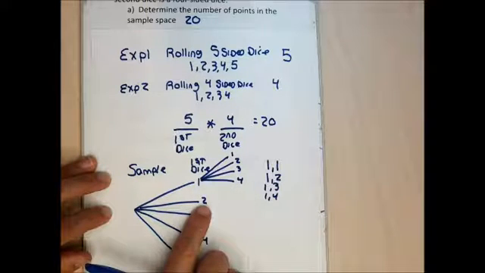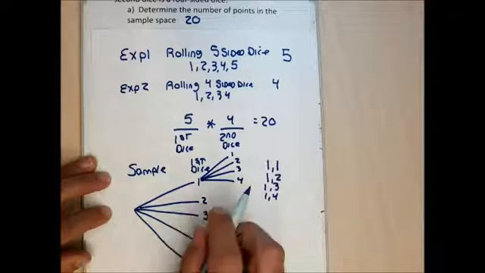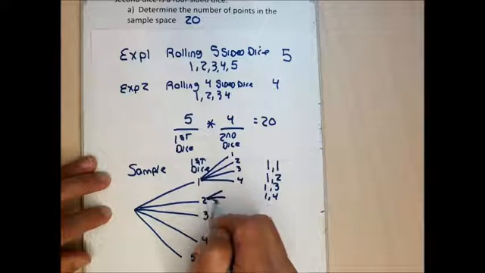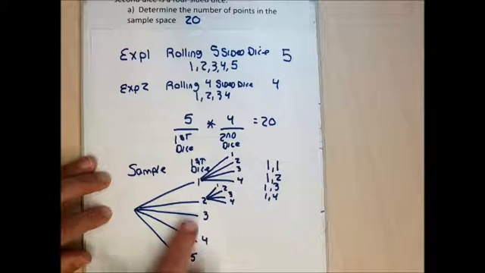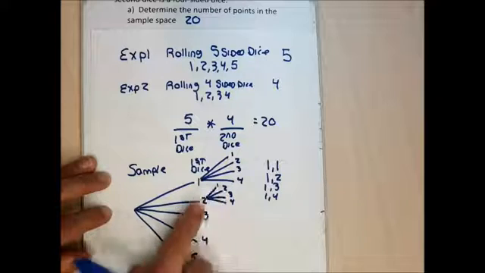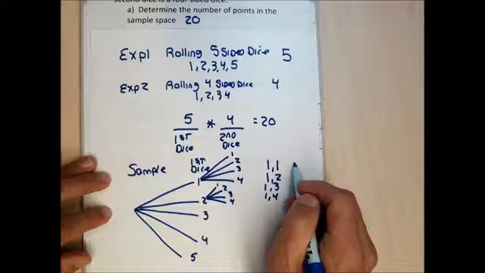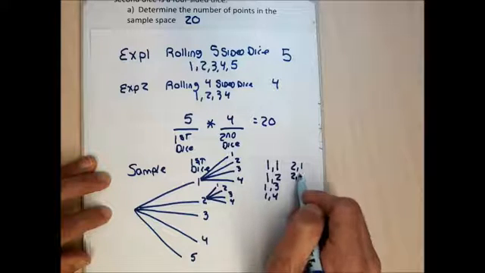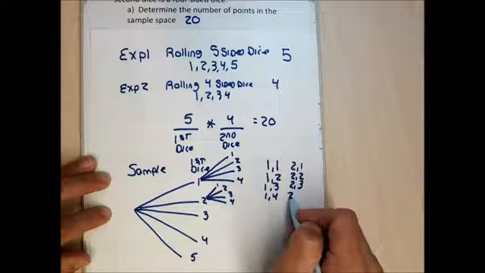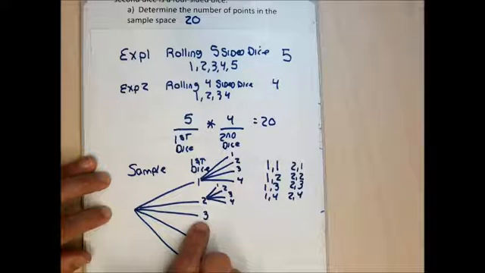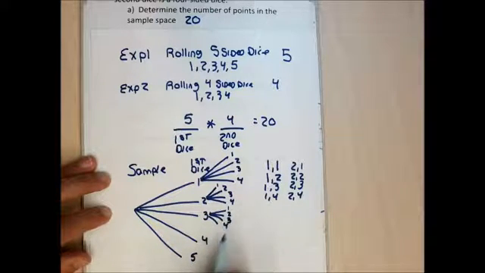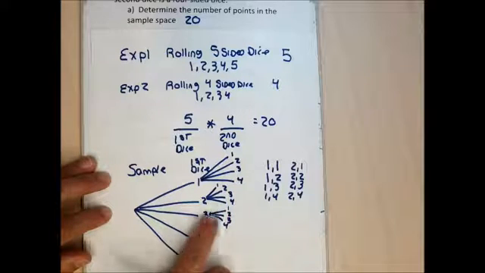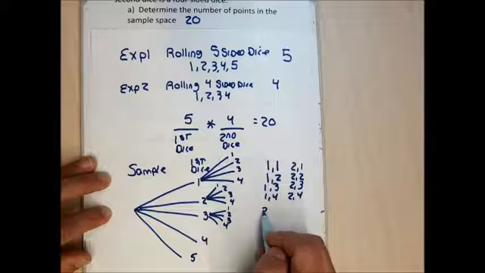Now I'm going to move down to the 2. If my 5-sided dice is a 2, it's still possible that the 4-sided dice comes up either 1, 2, 3, or 4. And the next elements in my sample space are going to be 2, 1, 2, 2, 2, 3, and 2, 4. If the first dice is a 3, the second dice, which is a 4-sided dice, still could come up 1, 2, 3, or 4. That's going to give me 4 more elements in my sample space. A 3, then 1, a 3, then 2, a 3, then 3, and a 3, then 4.